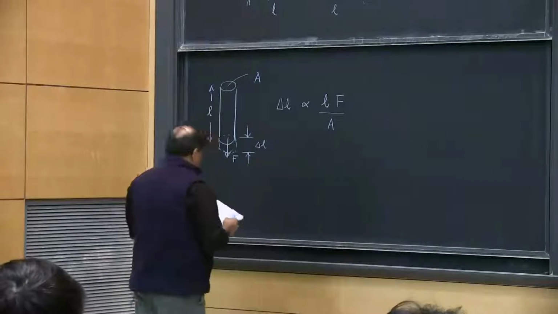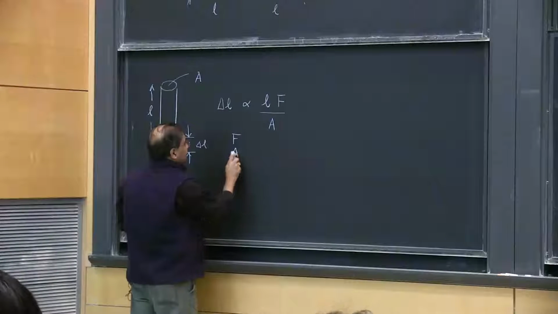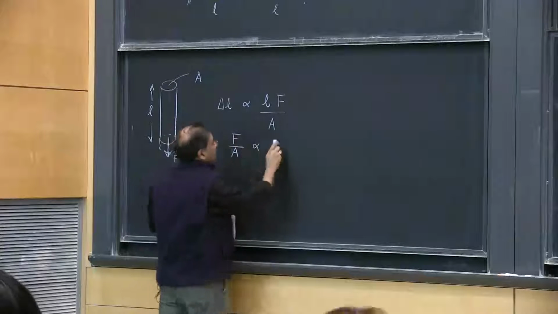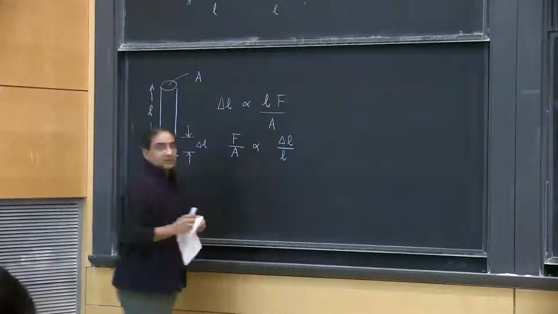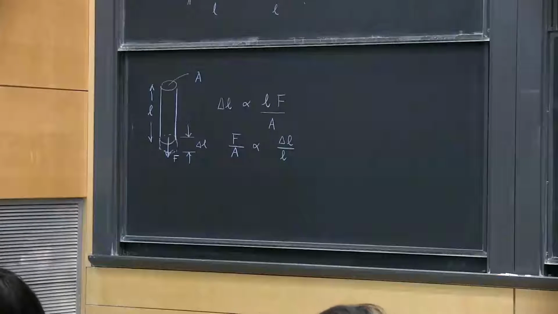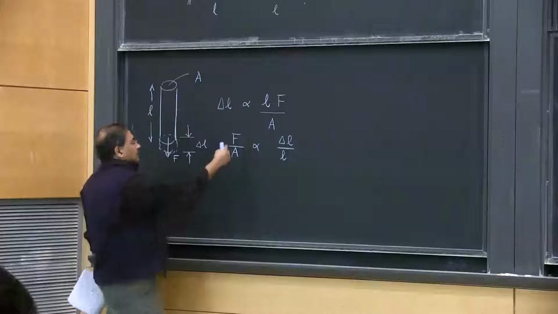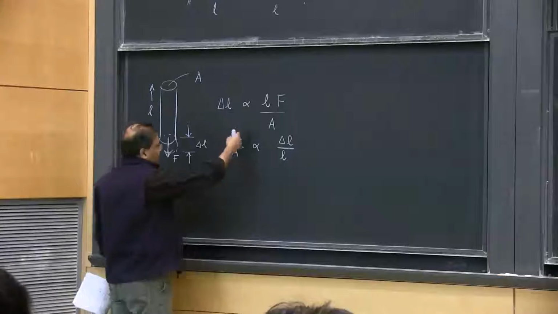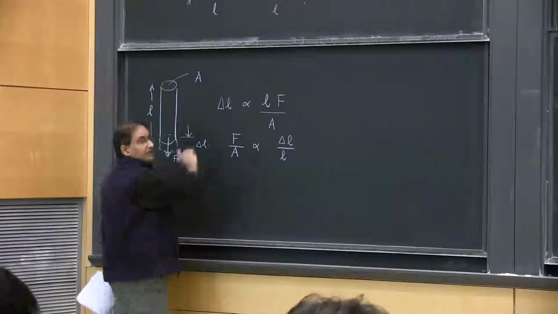So in a nutshell then, I can write it like this: F over A. So I consider this side and say F over A is proportional to delta L over L. The units are obviously not the same, because delta L is in meters, let's say, and L is in meters. So this quantity doesn't really have a unit. This is force. You know the unit of force: Newton, or kilogram meter per second squared. And this is cross-sectional area, so that's meters squared. So this does have a unit.